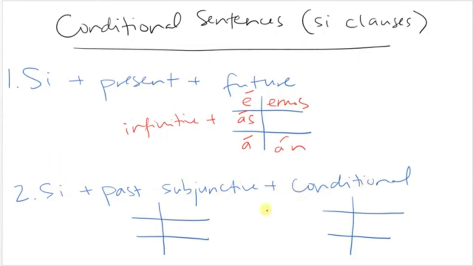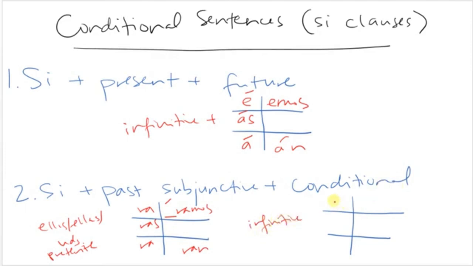And then the other form of the conditional sentences are si plus the past subjunctive plus the conditional. So remember, we just did the past subjunctive. You're going to go to the ellos, ellas, ustedes in the preterite, take off the ron, and add ra, ras, ra, ramos, ran. And remember, this always has an accent on whatever letter is before the ramos. Plus the conditional. And remember, the conditional is the infinitive plus the conditional endings ía, ías, ía, íamos, íais, ían.